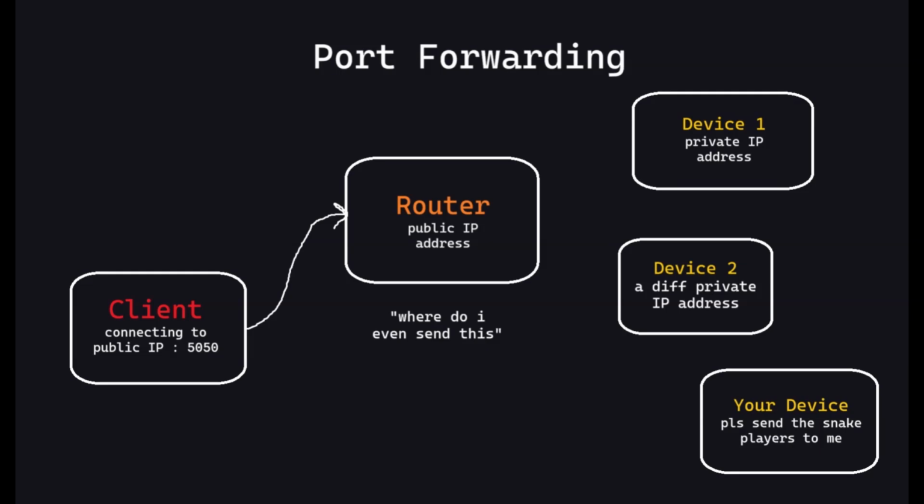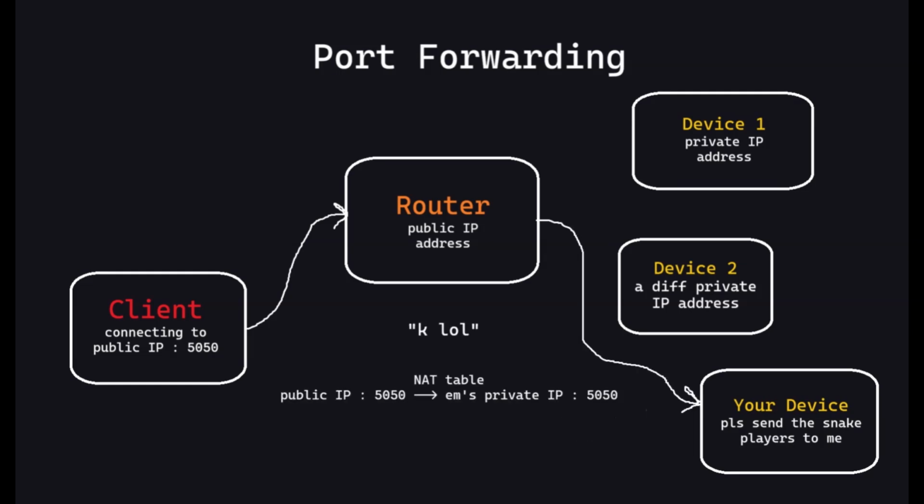So if someone tries to join your Snake game by connecting to your public IP address and port 5050, your router gets a bit confused because how is it meant to know what device should receive it? So when you use port forwarding, you are mapping a port on your public IP address to your own device essentially. In other words, you can say, hey, anyone connecting to our public IP address on this port, send them over to my Snake game. Your router keeps track of this in its NAT table. So now your game is reachable from outside your home network.